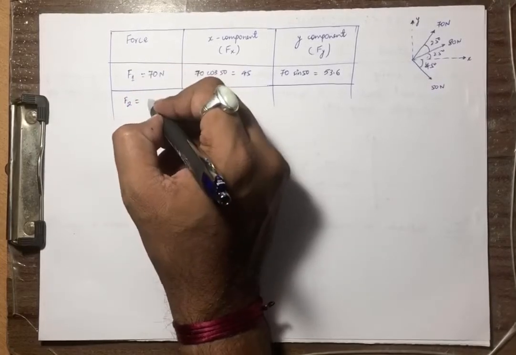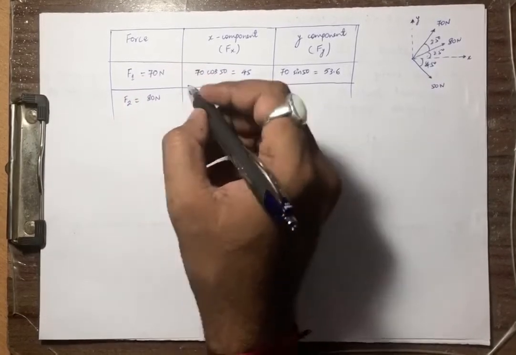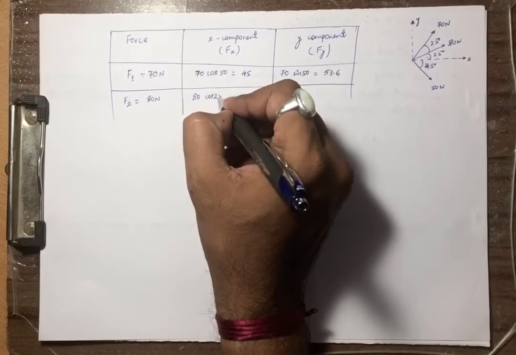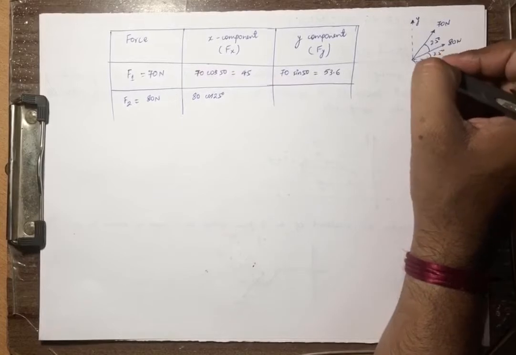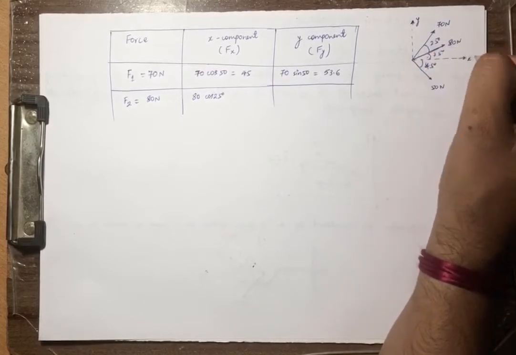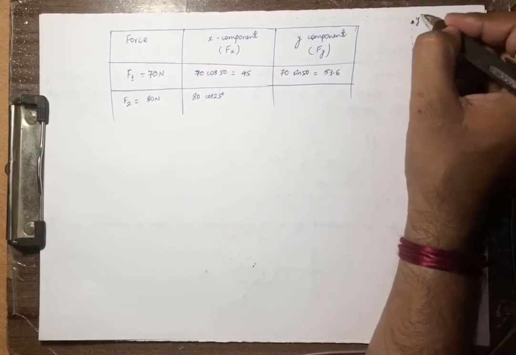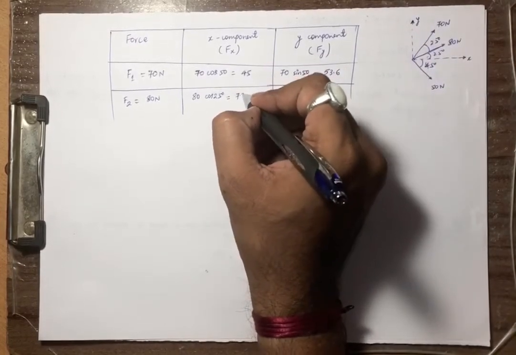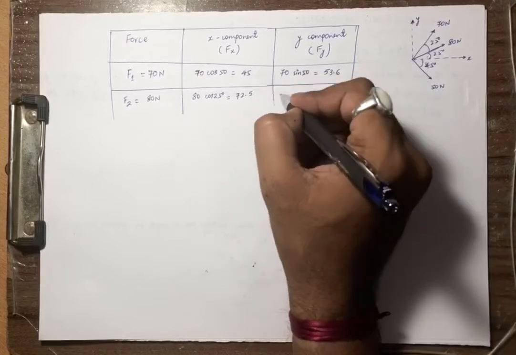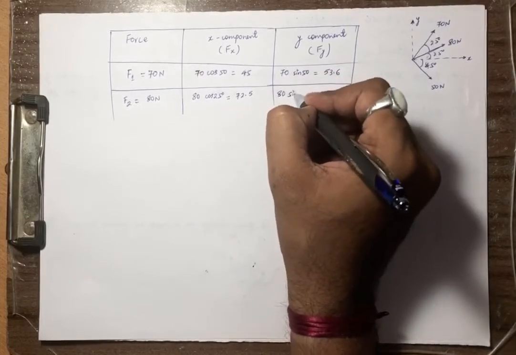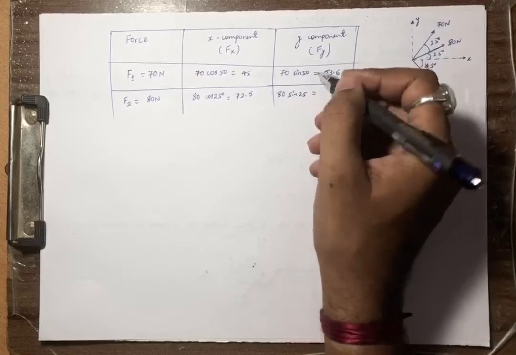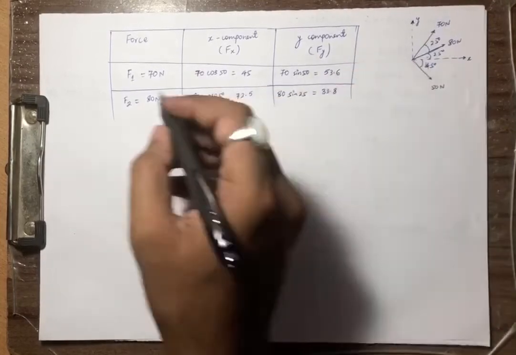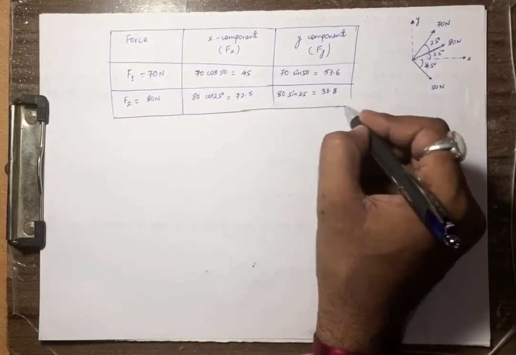Force number 2, 80 Newton force. So 80 cos, now angle is 25. From where we have to see, the reference is x-axis and y-axis. So this is coming to be 72.5. This is 33.8.